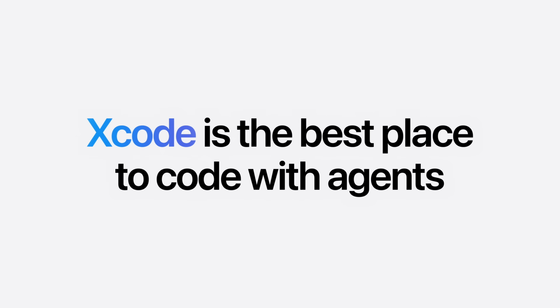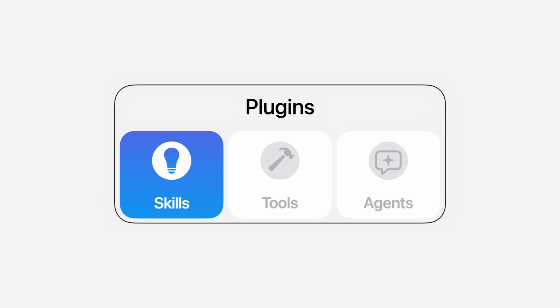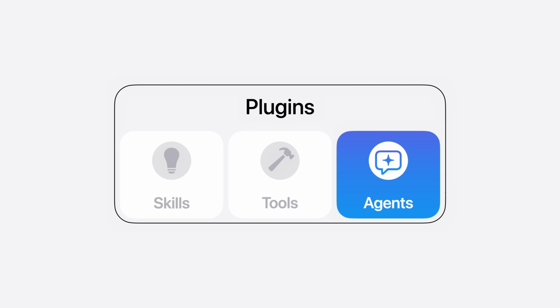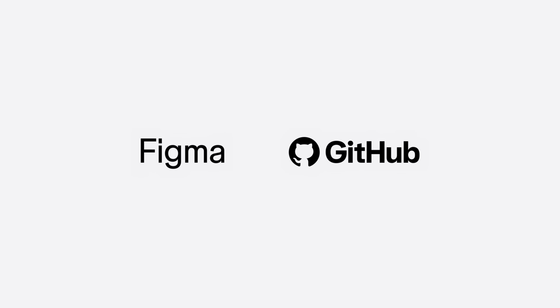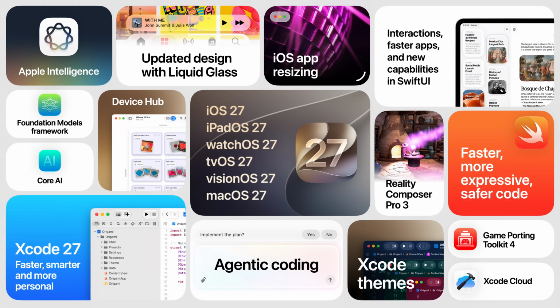You can extend Xcode too. Plugins bring skills, MCP tools, and any agent through the Agent Client protocol. Figma and GitHub ship their own with just a click to set up. Xcode is more open, more capable, and a whole lot smarter. Intelligence rebuilt, platforms refined, tools transformed. That's the highlights from the WWDC26 Platform State of the Union.